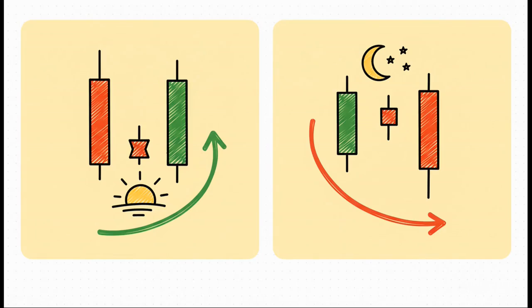And like any good story, there's a mirror opposite. The evening star tells the exact same tale, but in reverse. It's a bearish pattern that can signal a top, where buyers are in control, then they hesitate, and then bam, the sellers take over. It just goes to show how these psychological stories can play out in both directions.